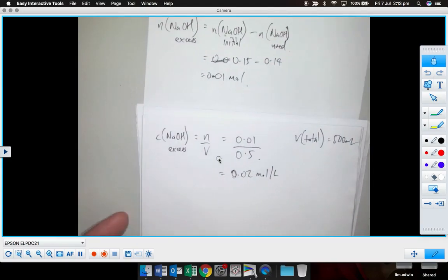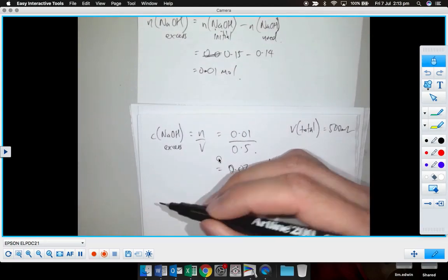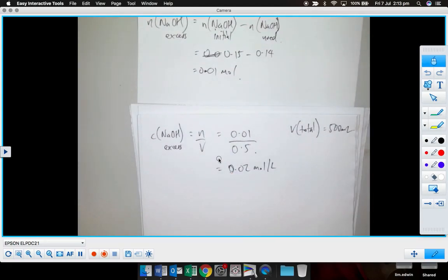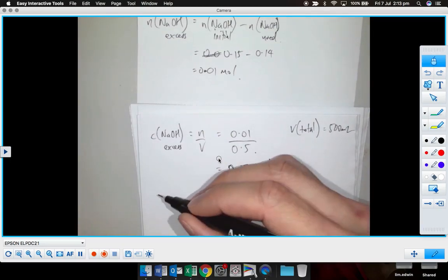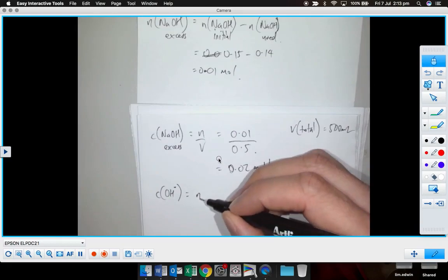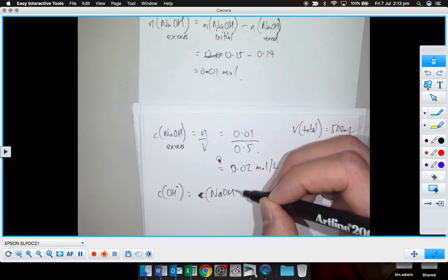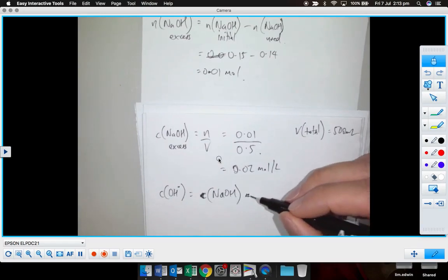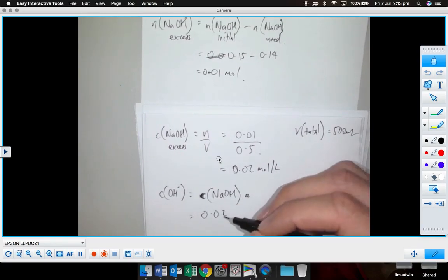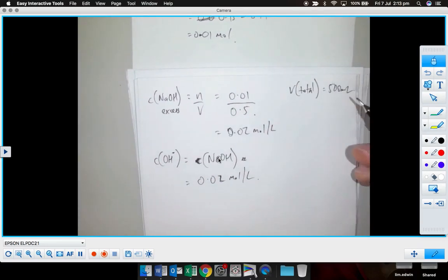What do I do now? I still need to work out the pH, so I need to go and get the concentration of H plus ions, but that sounds like I'm missing a step. What step am I missing? I've got to get the concentration of OH minus from the concentration of the NaOH, which will be equal to 0.02. I know that's the same, but that doesn't matter. You still got to show it.